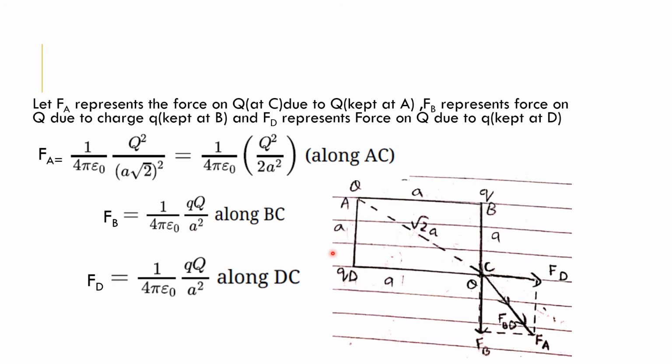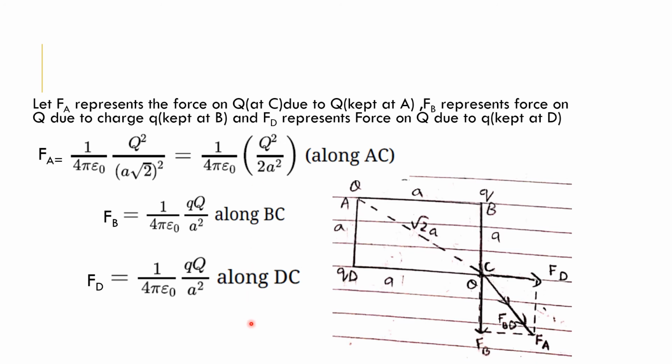Now FD, the force on this C due to D. The force on C due to the charge kept at D. That will be again charges Q and Q. So 1 by 4 pi epsilon naught Q into Q divided by A square, along DC. So three forces we have noted down, FA, FB and FD, using Coulomb's law. The charges we have multiplied in the numerator, and the distance we have considered in the denominator. We are getting three formulas. Let it be here.